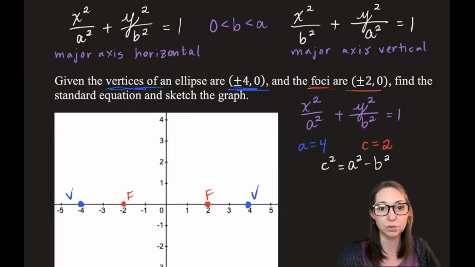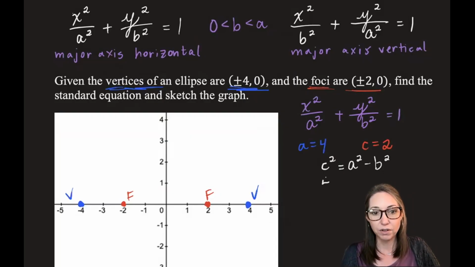So we can plug in 2 for c. Actually, let's just go ahead and square it. So 2 squared is 4. So 4 is equal to a squared. a is 4, so a squared is 16, minus b squared. So if I subtract 4 from both sides and add b squared to both sides, we're going to have b squared equals 12. So b is equal to the square root of 12.